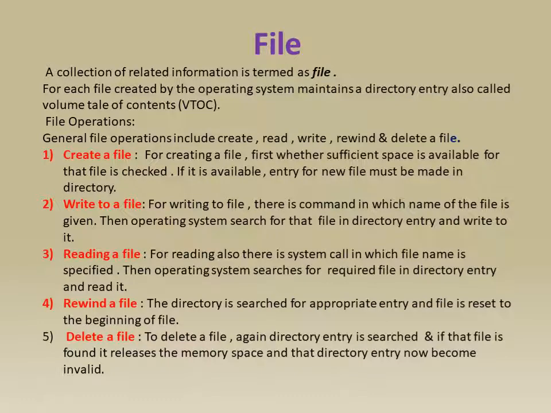Now we'll see what a file is. A collection of related information is termed a file. As I told you, it is a collection of related information, so we store information in the form of files. A file can be a Word file, an Excel file, a music file, or you can save a movie in a file. Everything is a file, and we can differentiate files from each other by their extension, like an MP4 file or an MP3 file.